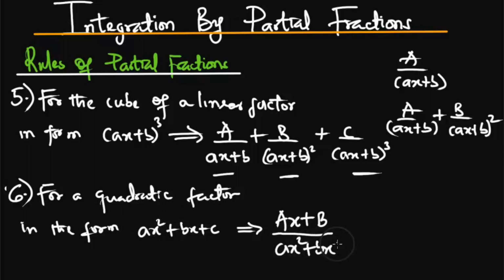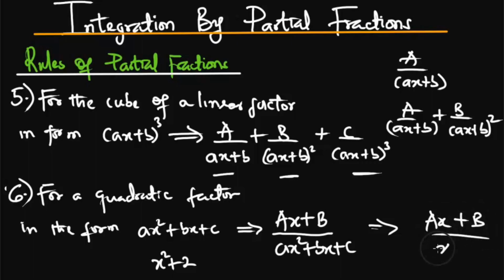Okay, so if we have a factor, say x squared plus 2, and we want to express this in partial fractions for the quadratic, that is going to be ax plus b divided by x squared plus 2.